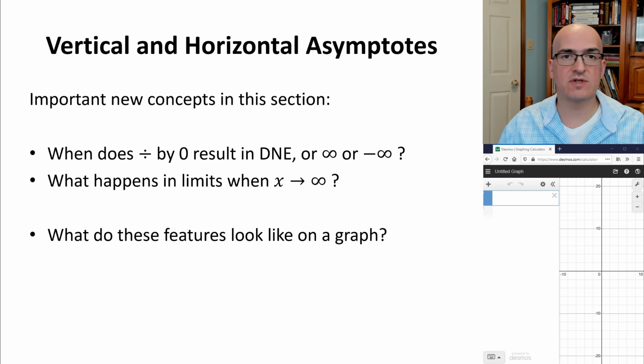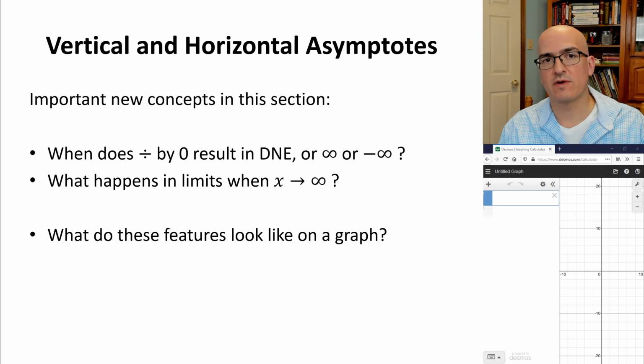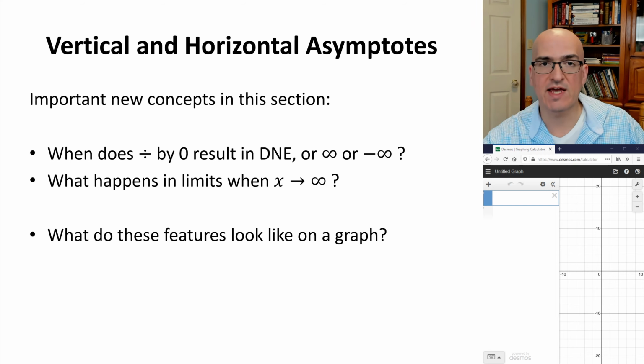This video is about something called asymptotes. We're going to look at two different types of asymptotes, vertical asymptotes and horizontal asymptotes, and they're both features of graphs that can be defined in terms of limits. Part of what we do inside this section is talk about infinity, both as an outcome of taking a limit and as an input into a limit.